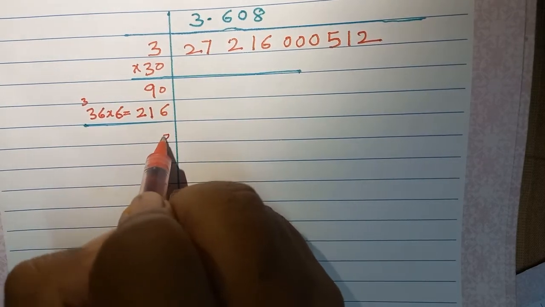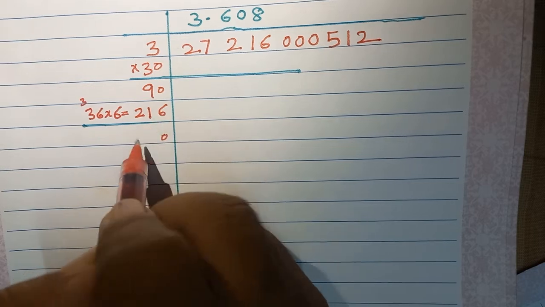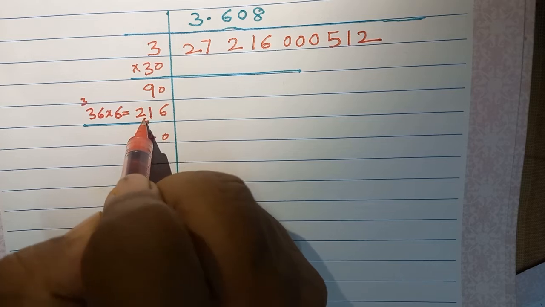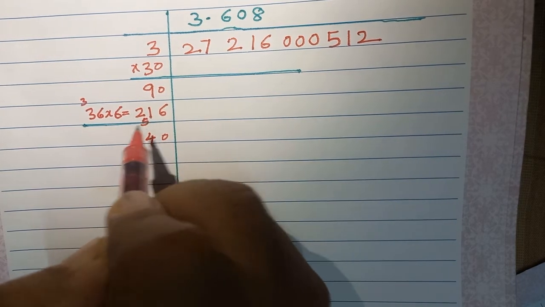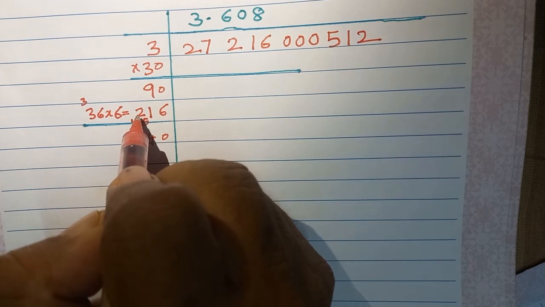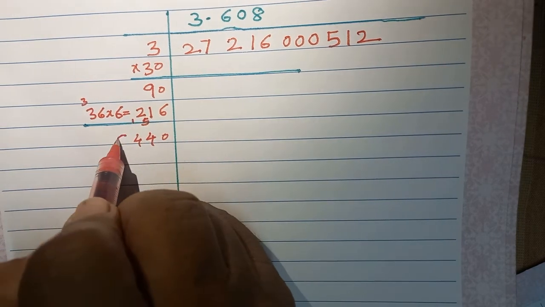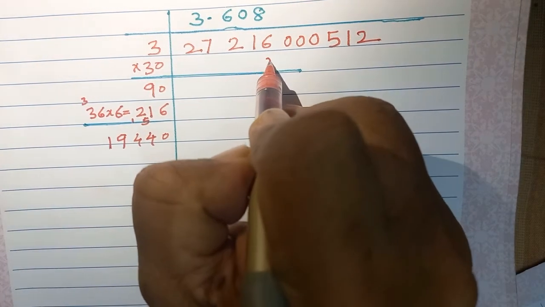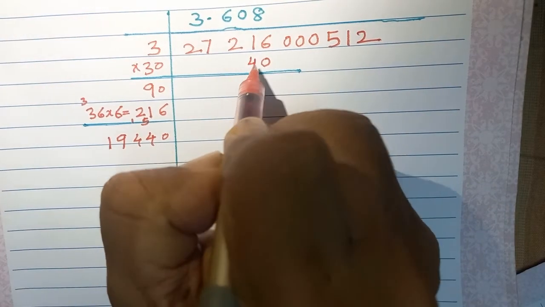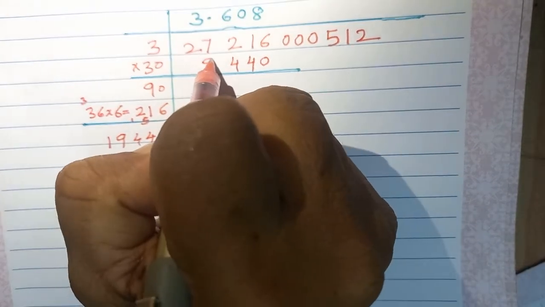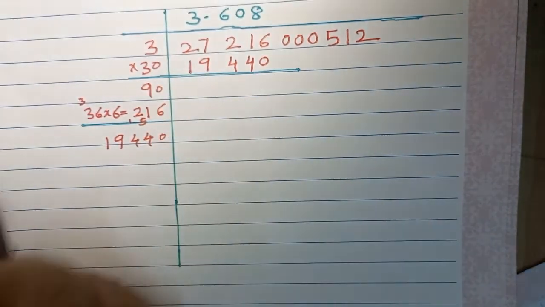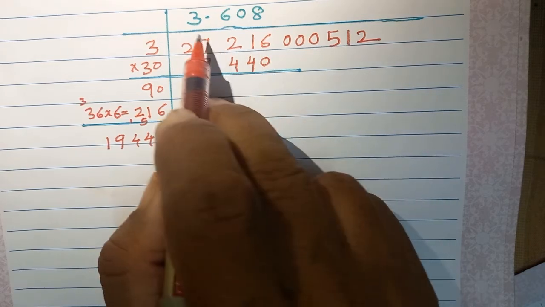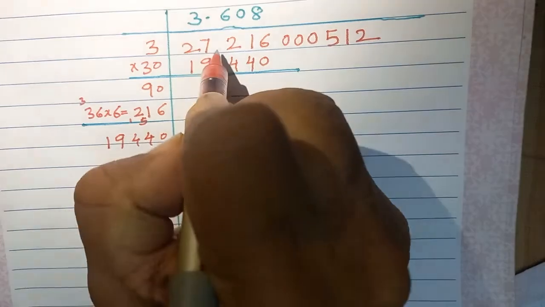Multiply by 90. 0. 9 times 6 is equal to 54. Carry 5. 9 into 1 is 9 plus 5 is 14. Carry 1. 9 into 2 is 18 plus 1 is 19. Now add this value in here: 0, 4, 4, 9, 1. If you add this value, then this is the cube of 3.6.